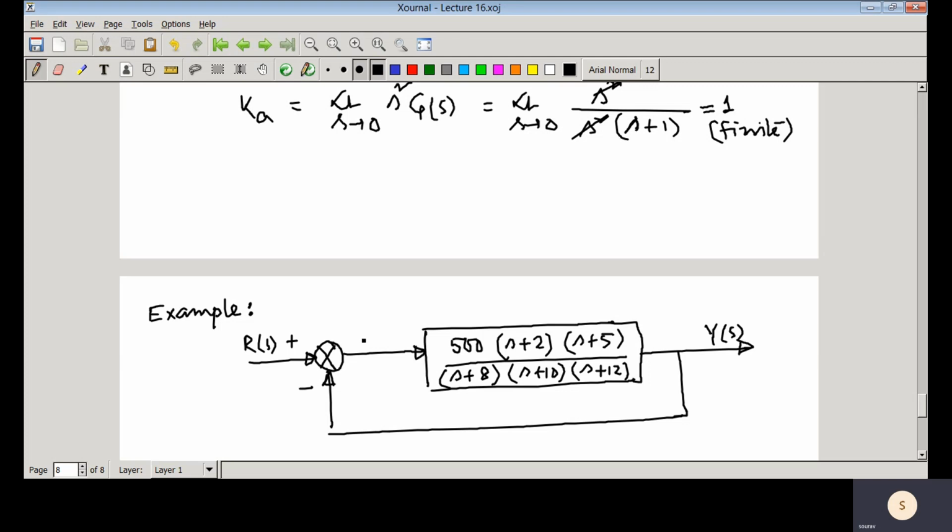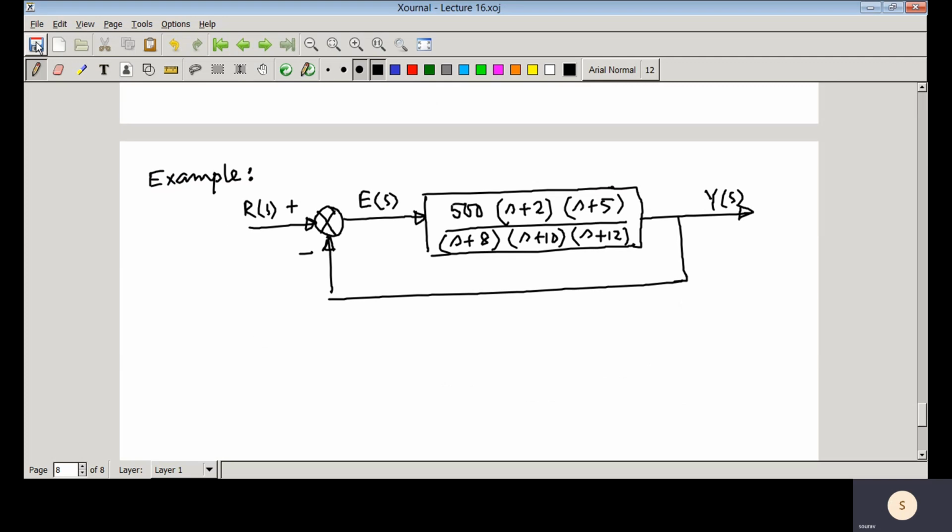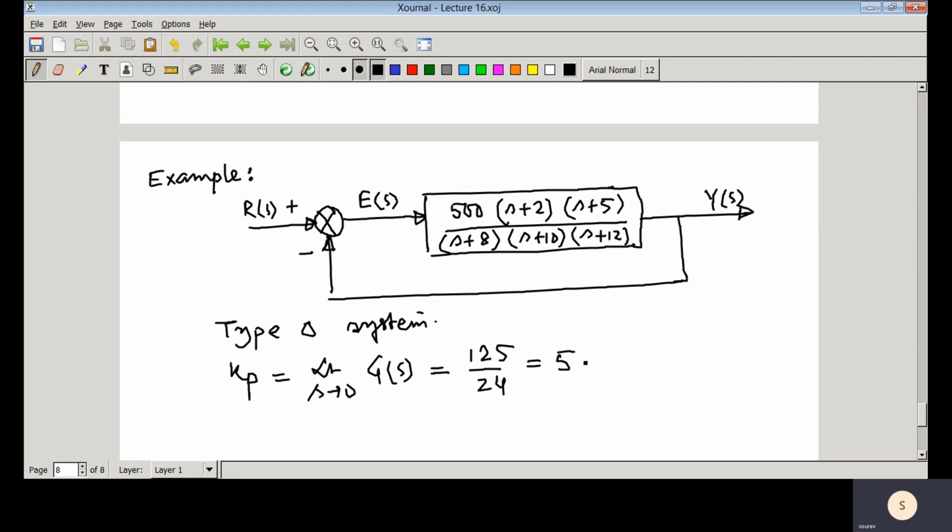So this is the negative feedback, and here you would have the steady state error. You can see that there is no integrator here, so this is a type 0 system. And whenever it is a type 0 system, Kp would be finite, and if you just put limit s tends to 0 of G(s), you would get that value, that is 125 by 24. So that would be 5.208. And the Kv value, if you calculate, is 0, and Ka is also 0.